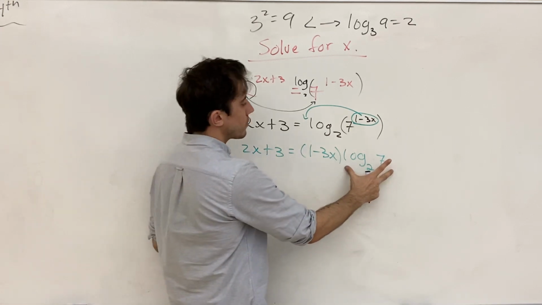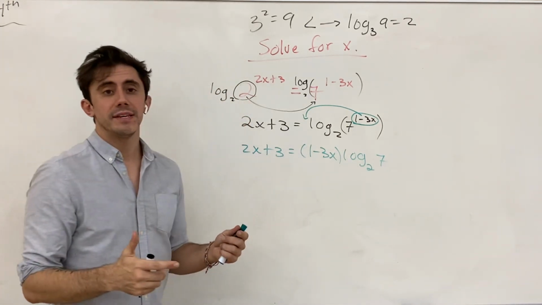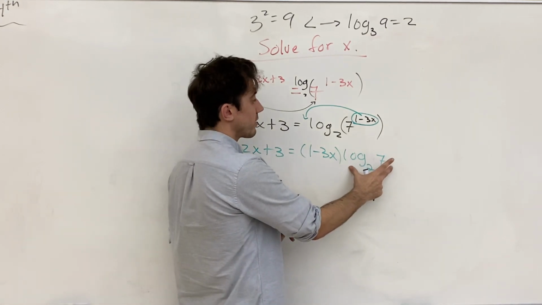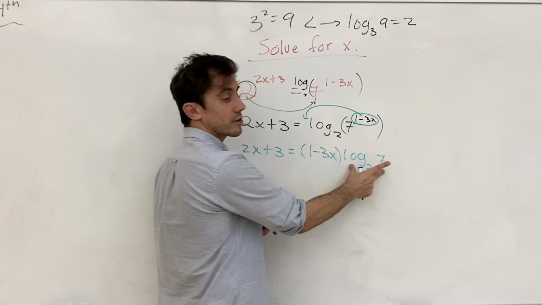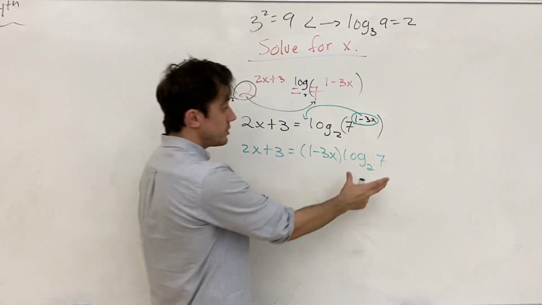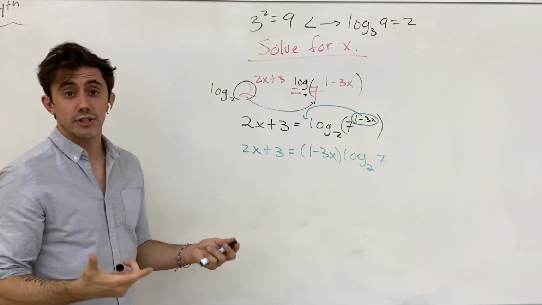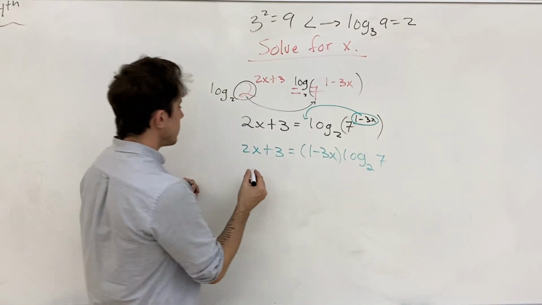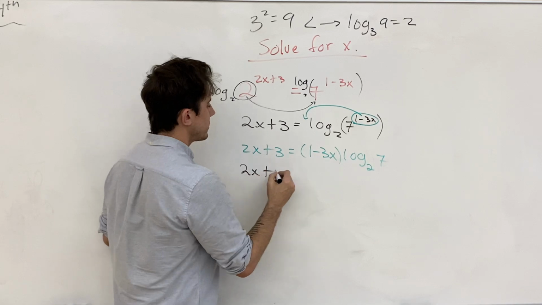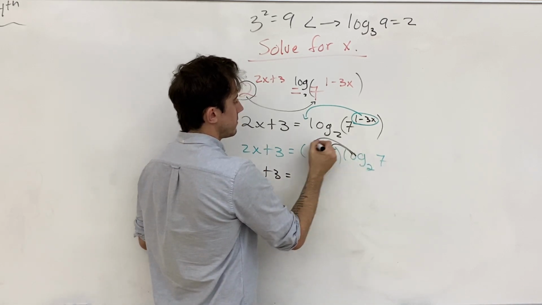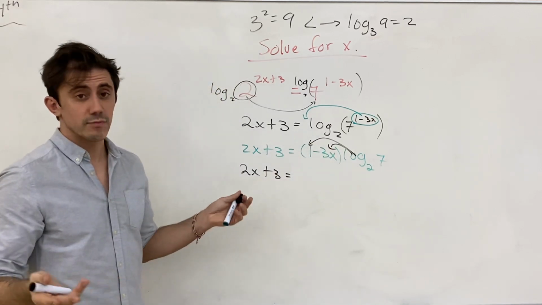I'll remind you that log base 2 of 7 might be a messy value, but at least it's just a value. There's no variable in this part of the term itself, so you can treat this as just a number. The rest of this is just going to come down to good old algebra. So we'll have 2x plus 3 equals, I'm going to multiply through the bracket the same way we always do.